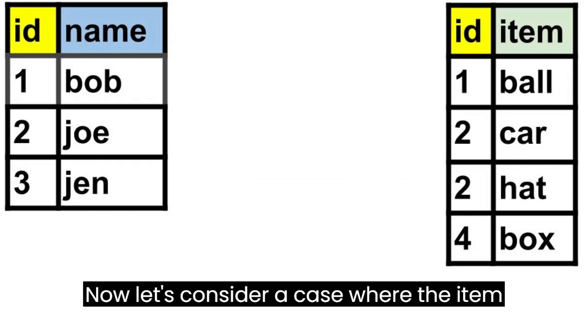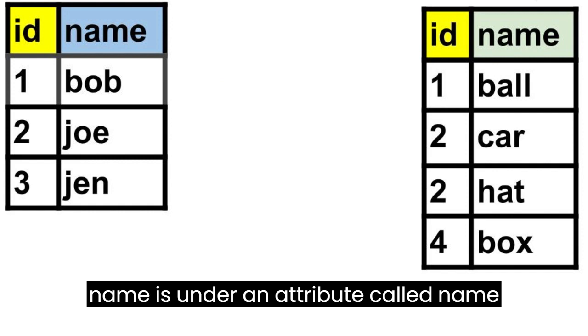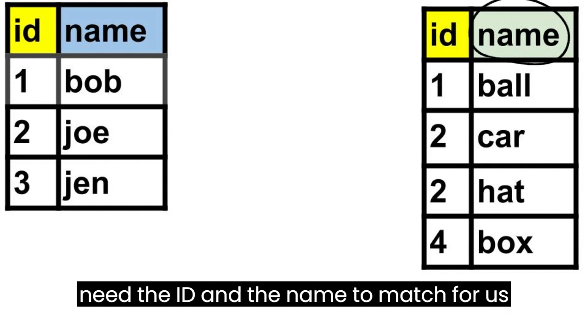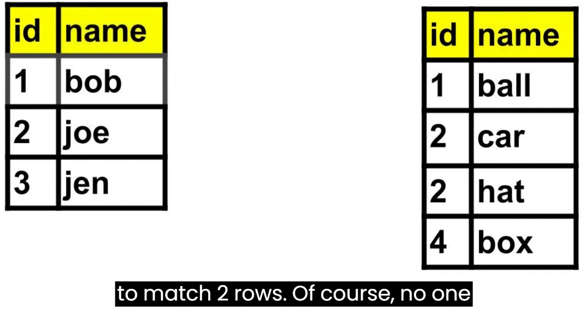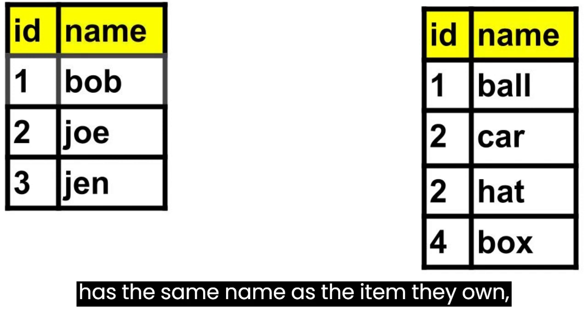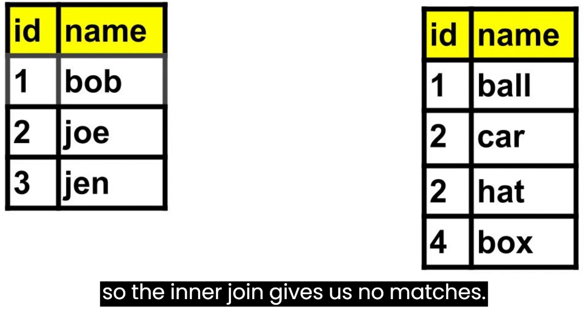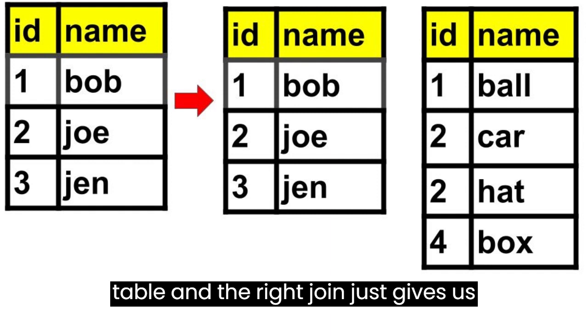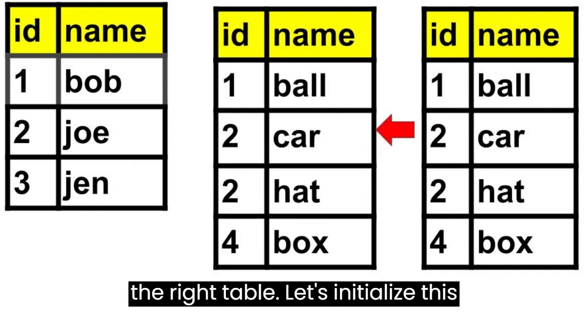Now, let's consider a case where the item name is under an attribute called name instead of item. In this case, we would need the ID and the name to match for us to match two rows. Of course, no one has the same name as the item they own, so the inner join gives us no matches, the left join just gives us the left table, and the right join just gives us the right table.